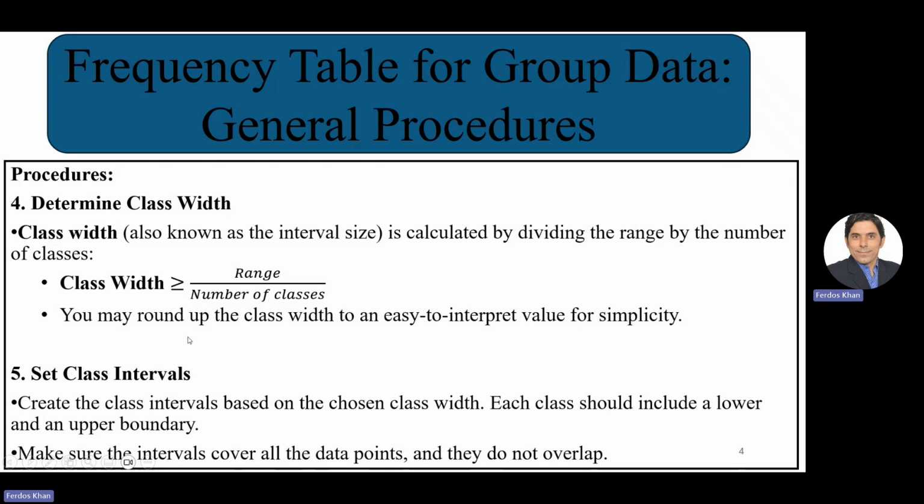The fifth and last step is to set the class intervals. Create the class intervals based on the chosen class width. Each class should include a lower and an upper boundary. Make sure the intervals cover all the data points and they do not overlap. This is very important. They should not overlap, so you can include exclusion and inclusion rules. We will do that in an example. We should be careful about how we distribute data among different class intervals.